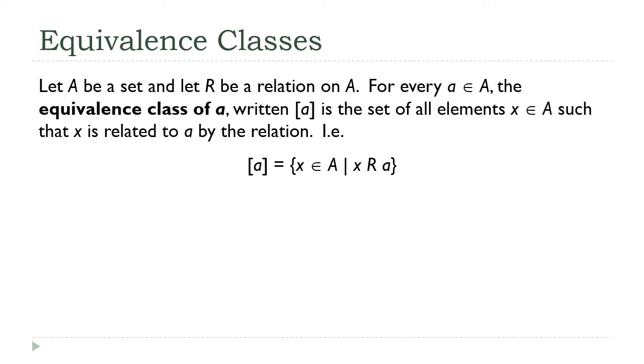The way we define an equivalence class is if you take any element out of the set the relation is based on, the equivalence class of A, written like this, is just the set of all elements that A is related to. So I've got that defined here using set notation. The equivalence class of A is the set of all x's in A such that x and A are related to each other. Kind of an abstract definition. Let's look at some examples and see what we're talking about here.